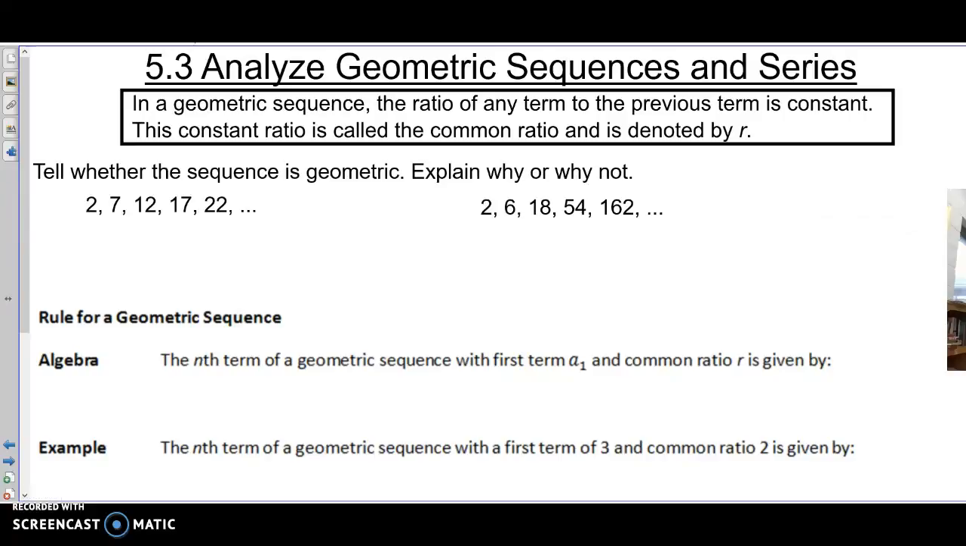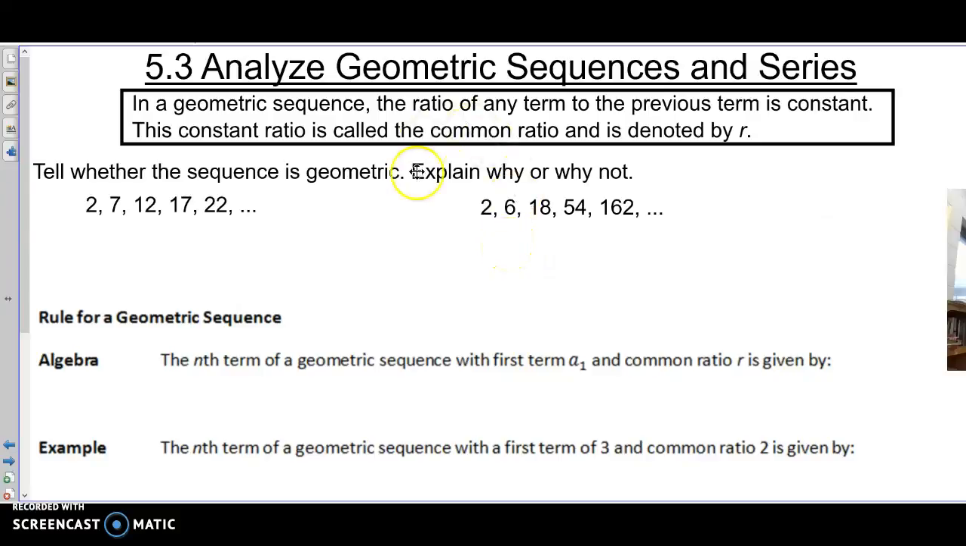Now, the geometric sequence or series, the ratio of any term to the previous term is constant. This constant ratio is called the common ratio and is denoted by r. More importantly, common ratio means if I were to take one term and divide it by the term that came before it, I would continue to get the same thing. Or you could think about it as I'm looking at a sequence where the pattern is repeated multiplication.